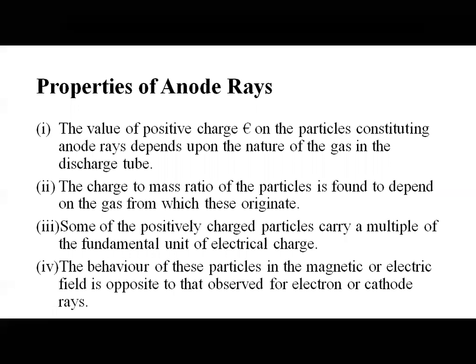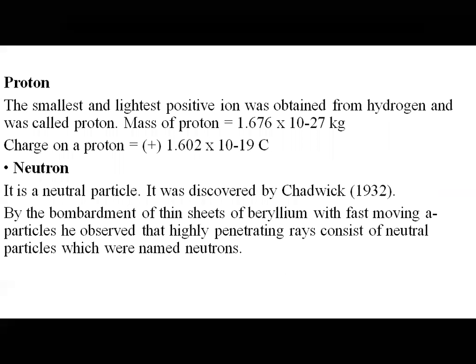Some of the positively charged particles carry multiple fundamental units of electric charge. That means in some gases they were found carrying +1 charge, in some gases +2 charge, in some gases +3 charge. So that was multiple. The behavior of these particles in magnetic or electric fields is opposite to that of electrons or cathode rays. Cathode rays got attracted towards the positive plate of the electric field. Anode rays got attracted towards the negative plate. And those anode rays were termed as protons.